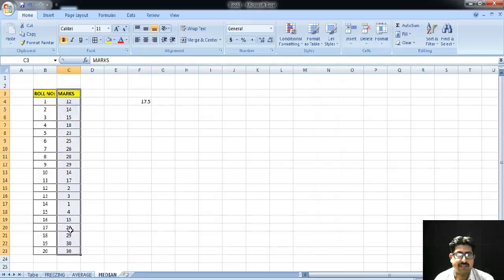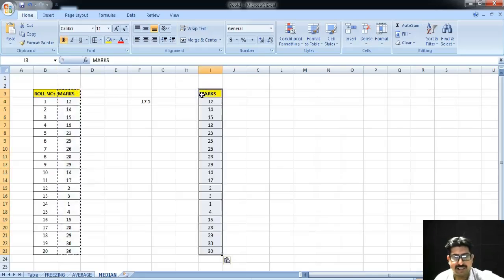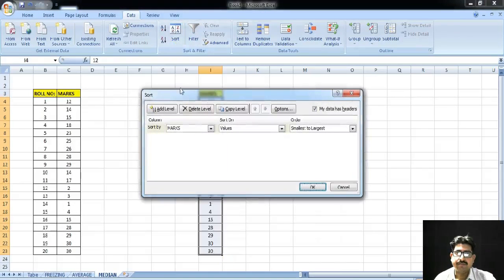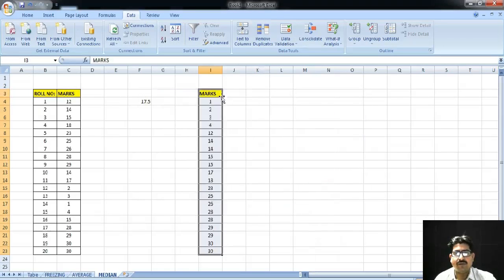So we are copying these marks to some other cell, and in cell I3 we have pasted it. Okay, now what we are doing, we are going to Data and there Sort, and then Filter and Sort, and you will find that sort by marks, values, smallest to largest, and we are 100% okay with it. So what we are getting, see the numbers 1 2 3 4 12 14 14 15 15 17 18 and something like this.